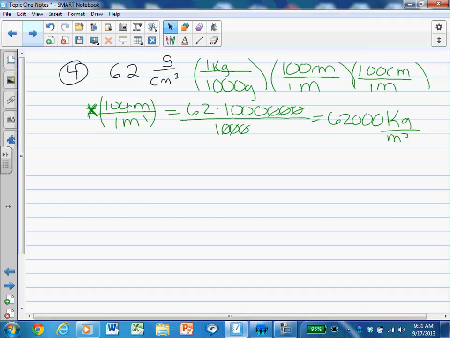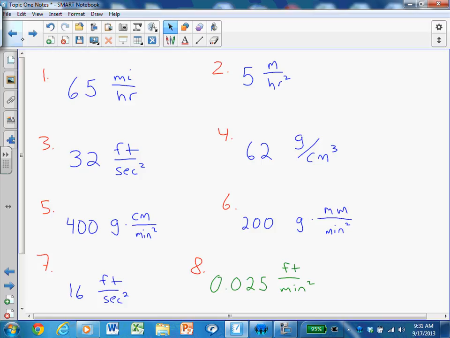62,000 kilograms per meters cubed. That's why I said, well, that's a pretty dense thing, because that's a density, but that must be kryptonite, right? Good. Looks good. All right, everybody get that one? Or you can write it down when I come back.